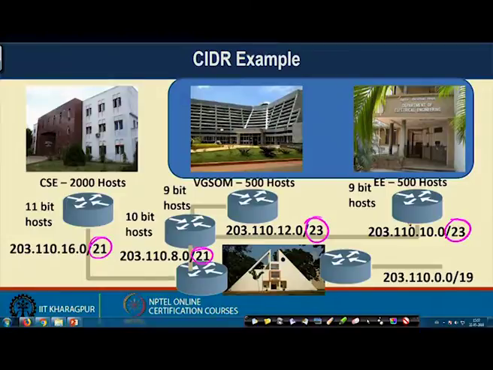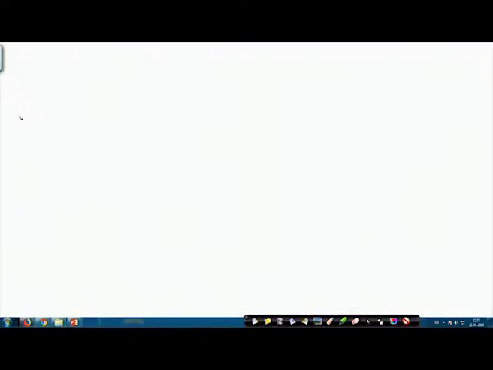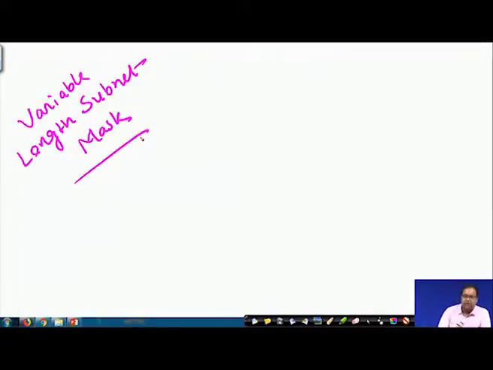But CIDR does not restrict you to use this kind of fixed length subnet mask. You can always use variable length subnet mask. That means, for one subnet you can have a subnet mask of length n. For another subnet under the same network, you can have a subnet mask of say length m, which is different from n. So, let us see how you can utilize variable length subnet mask for this particular example.